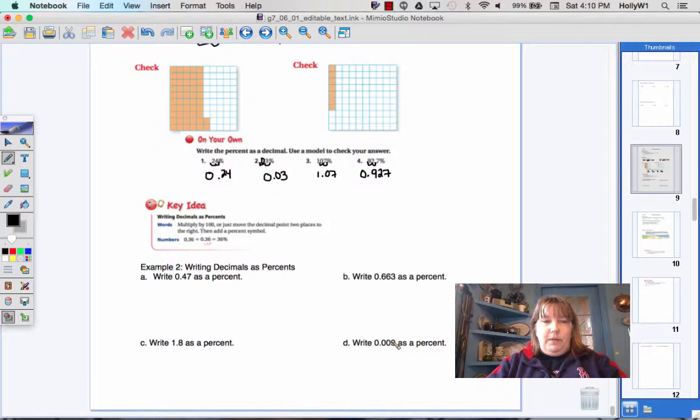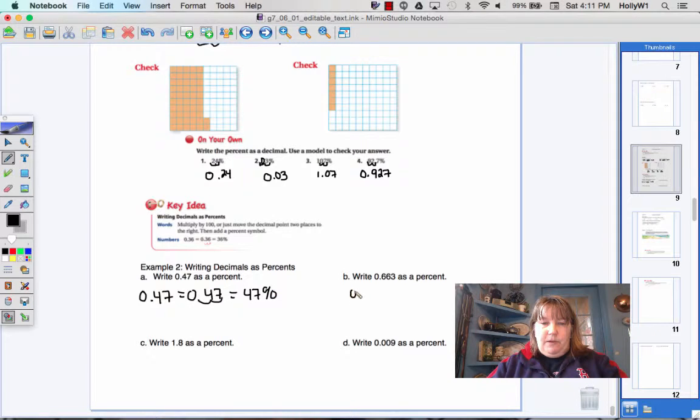All right, how about going the other way, writing decimals as percents? Turns out you just do the exact opposite thing. So here in the key idea, you multiply by 100 or move the decimal point 2 places to the right, then add a percent symbol. So if we have 0.47, 47 hundredths, we just move the decimal point over to the right 2 places and add a percent sign. So you end up with 47%.